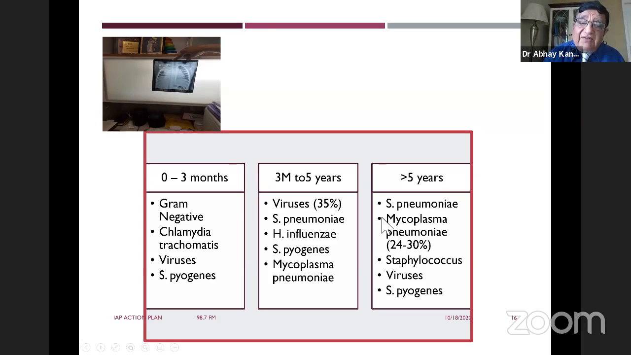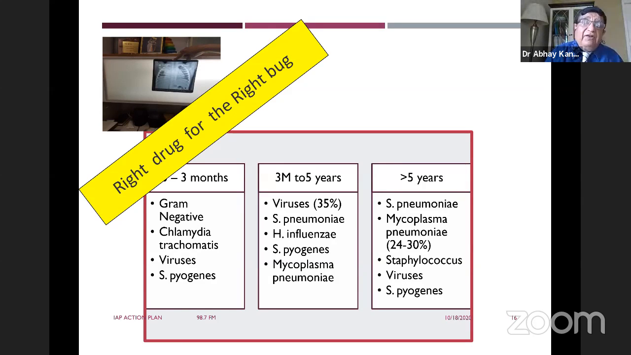And as the age advances, again the viruses become less. Virus is the commonest one, but again it is followed by Streptococcus pneumoniae, Mycoplasma, Staph, and pyogenes. Viruses are a little lower down. So in the more than 5 years group, I would consider Streptococcus pneumoniae, Mycoplasma. So in all the age groups beyond the neonatal period, it is Streptococcus pneumoniae which is the commonest organism that we come across in our day-to-day practice.